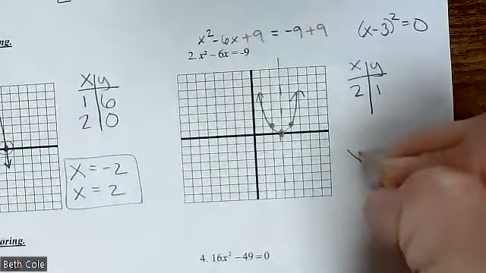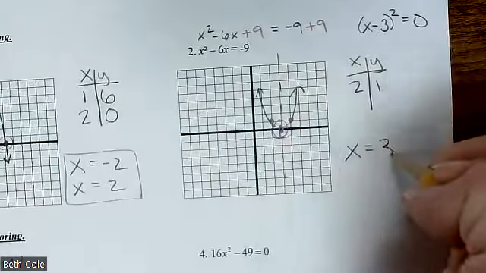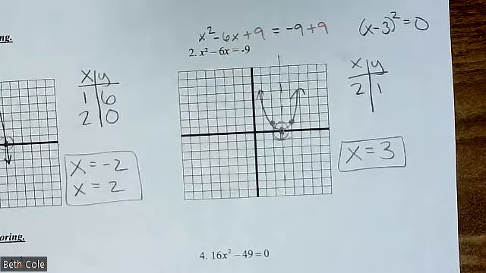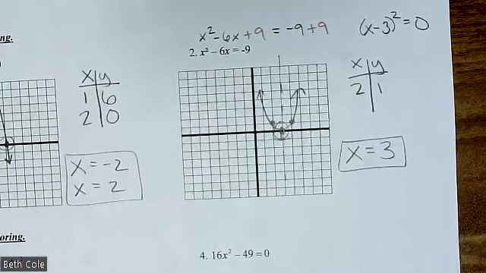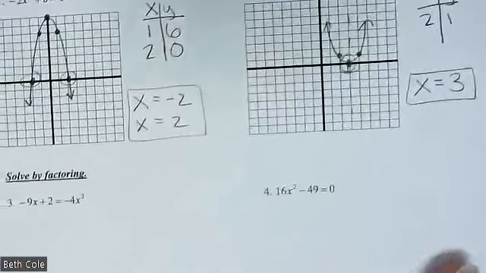All right, so what's our answer? We actually only got one answer this time. Yep, x equals 3. Only touches the x-axis in one place. If it doesn't touch the x-axis at all, that means your answers are imaginary. This is where you get i. So that's graphing. You just draw a graph, look at it. There's your answers. All right, these ones are solved by factoring.